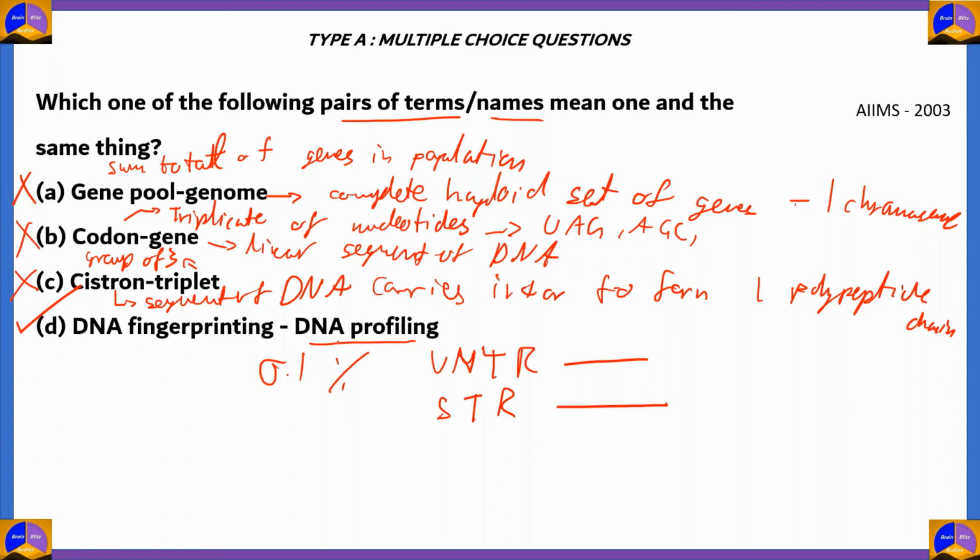Kind of like we're keeping fingerprints for identification. So that's why it's known as DNA fingerprinting. So DNA fingerprinting, DNA profiling means the same thing. It refers to the same process of identifying the tandem repeats, the repeated sequences in the unique segment of DNA, that's 0.1% of DNA, which is unique to every person. So option D, the two terms mean one and the same thing.